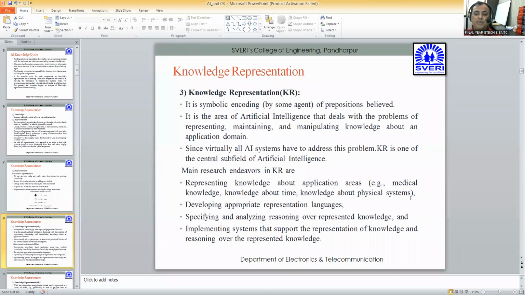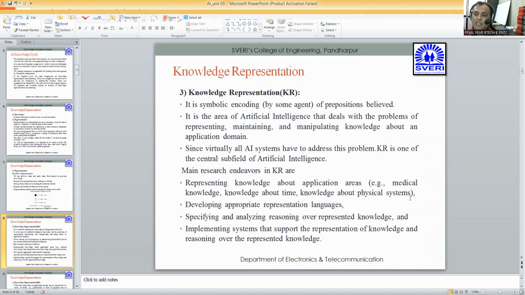Specifying and analyzing reasoning over represented knowledge. So specifying and analyzing reasoning. जो नॉलेज रिप्रेजेंट किया है उसका रीजन देने का काम भी वो कर सकता है, उसका रीजनिंग इंप्लीमेंट हो सकता है. You are going to analyze the reasoning, you are going to specify the reasoning over the represented knowledge. And much more is implementing systems that support the representation of knowledge and reasoning over represented knowledge. So you have to implement the systems that will support this representation of knowledge and then reasoning over the representation of the knowledge.